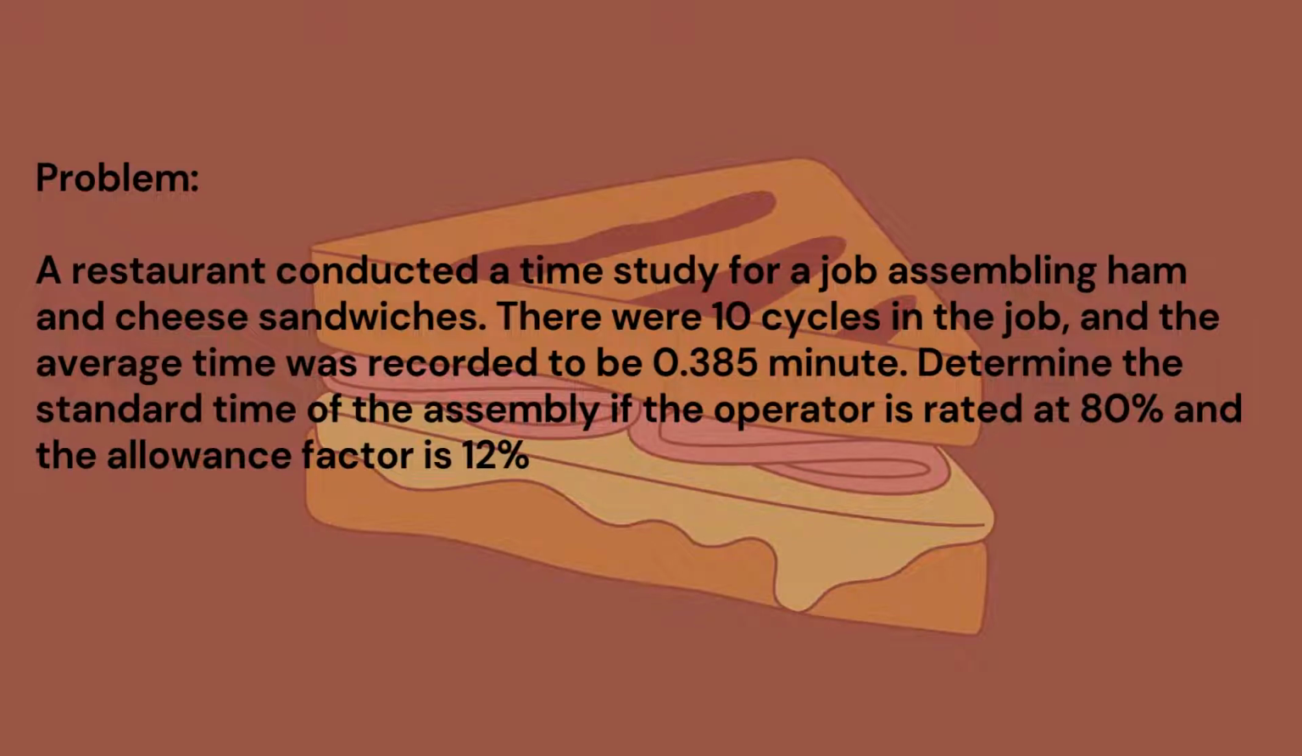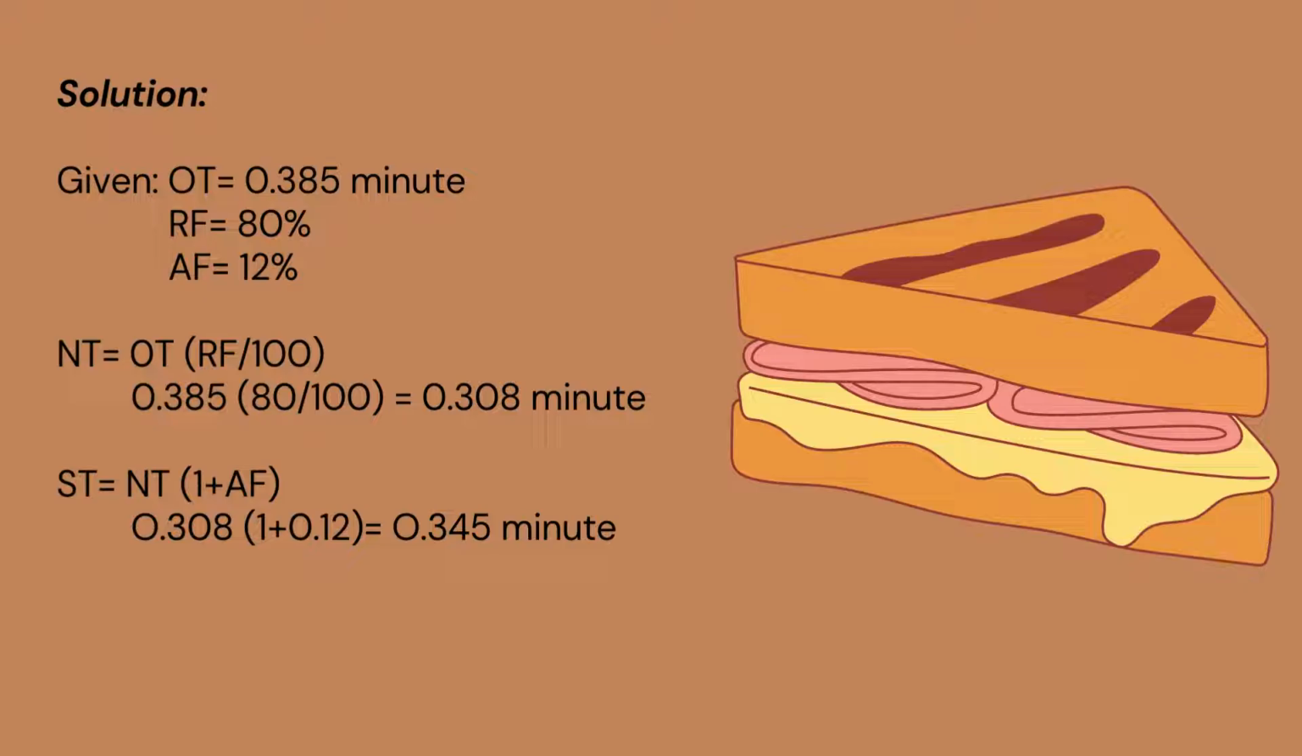So a restaurant conducted a time study for a job assembling ham and cheese sandwiches. There are 10 cycles in the job, and the average time was recorded to be 0.385 minutes. Determine the standard time of the assembly, if the operator is rated at 80% and the allowance factor is given at 12%. So let's solve the problem.